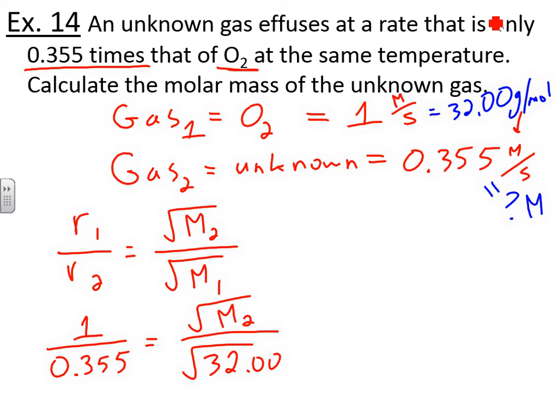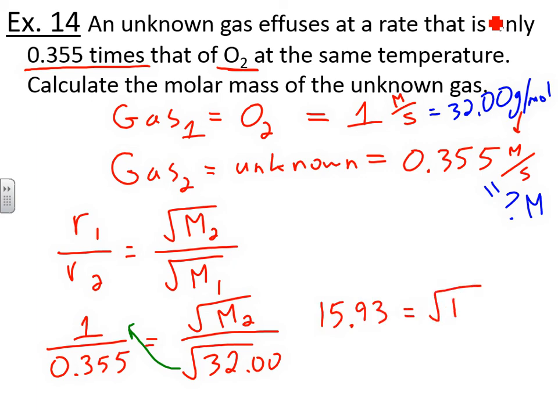Now what you could do is cross multiply and divide, or you can simply multiply the square root of 32 up there and divide by 0.355. So let's do exactly that. Go ahead and grab your calculator, and let's do the square root of 32, and then divided by 0.355, and I got 15.93. So hopefully that's what you got. So 15.93 will be equal to the square root of M2.